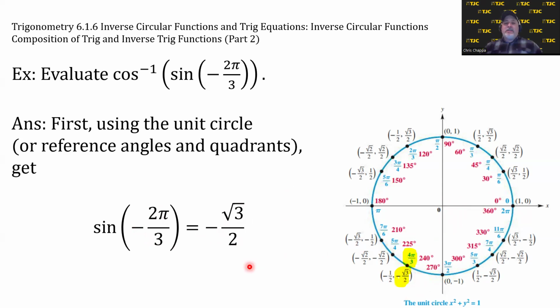You could have also used an even odd identity. That sine of negative 2 pi over 3 is negative sine of 2 pi over 3. And at 2 pi over 3, sine is equal to square root of 3 over 2, with a negative.